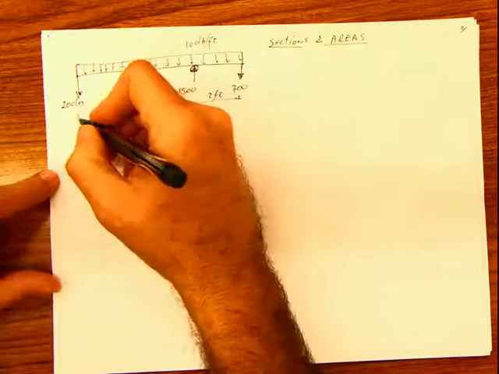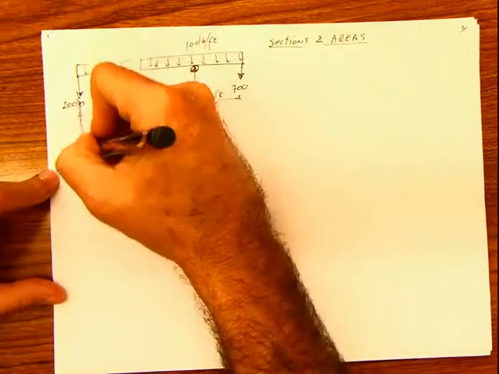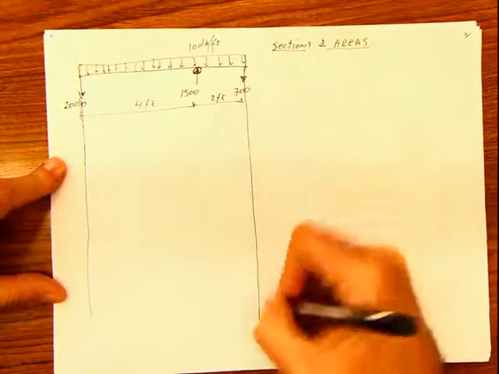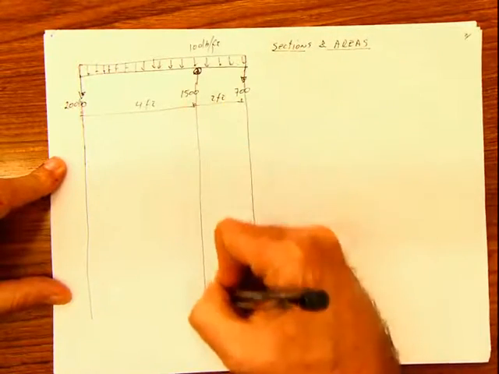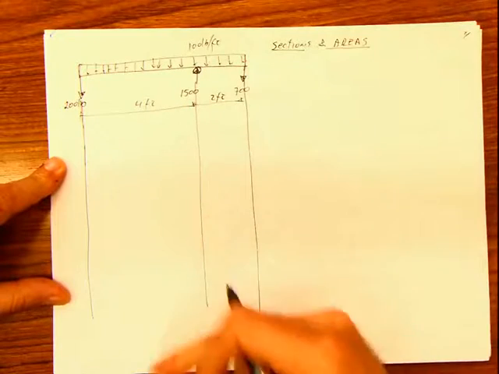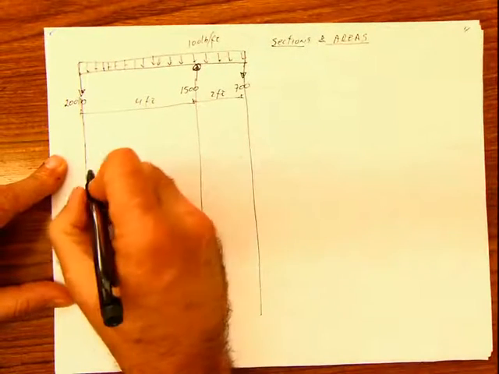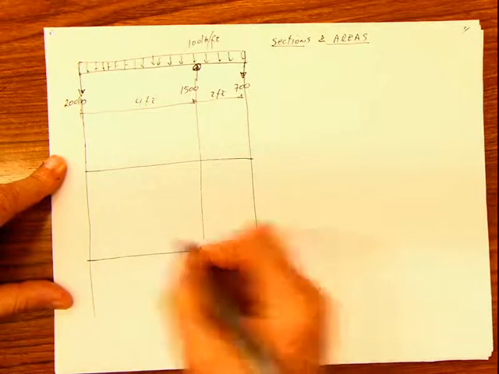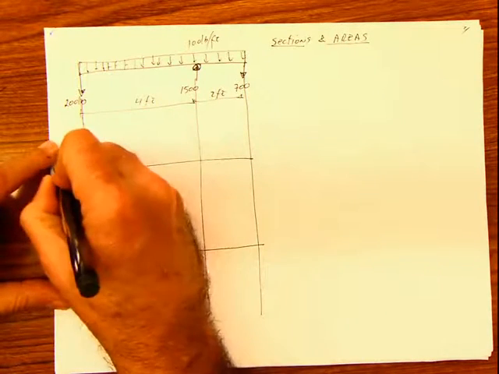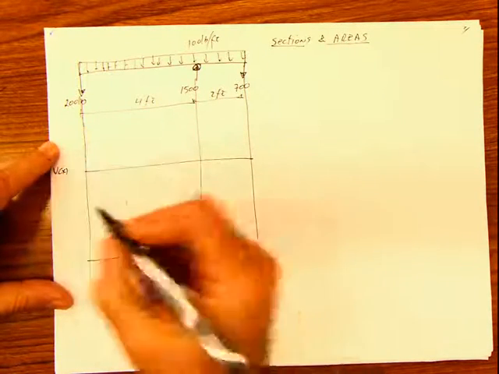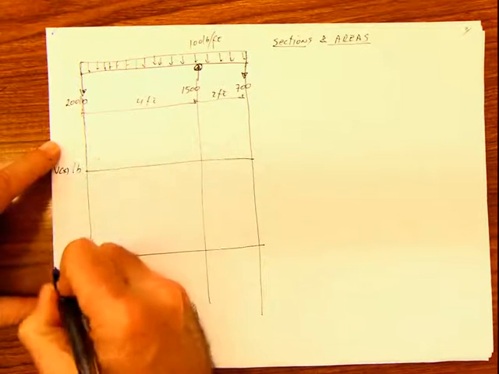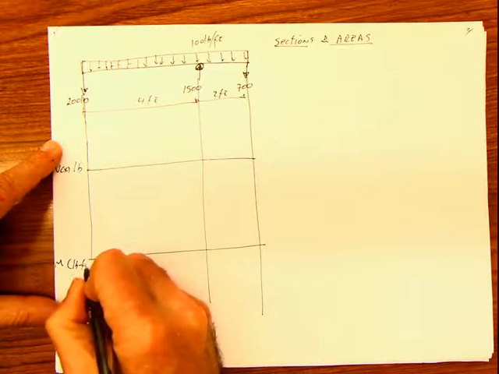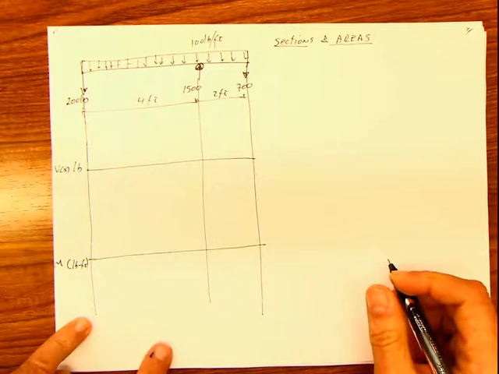Remember, if we're going to build a diagram, we have to draw a vertical line here at the beginning, at the end, at any intermediate support, wherever loads begin, wherever loads end, wherever I have a concentrated load, wherever I have a concentrated moment. In this case, it's pretty simple. I'm going to copy here my shear in pounds. I'm going to copy here my moment in pounds per foot, and this is the way we're going to start.